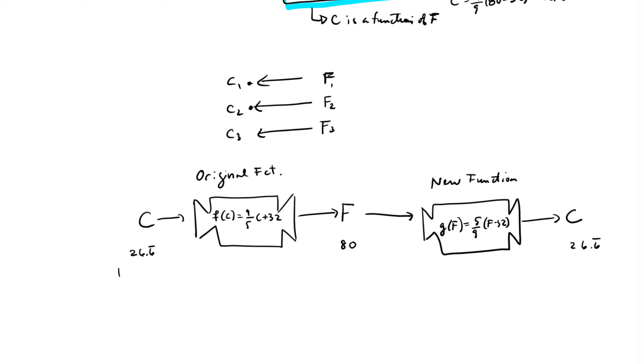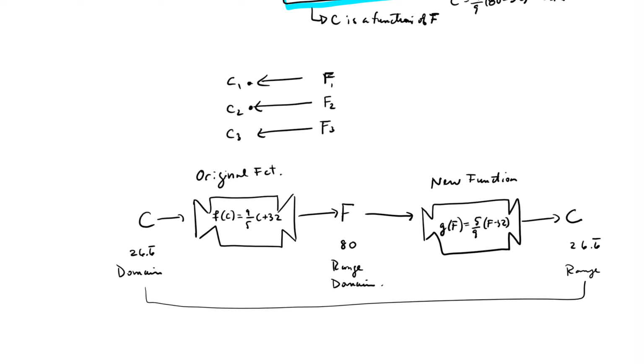So we actually see that the domain and range of our original function are swapped. The domain of the new function is actually the range of the previous one, and its output is actually the domain of the initial function. So these are equal and these are equal.